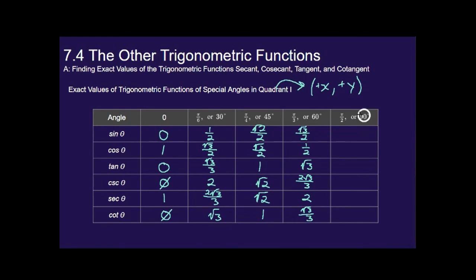So let's go over to 90 degrees. Okay, so for sine, we have 1. For cosine, we have 0. For tangent, that one is undefined. For cosecant, we have 1. For secant, undefined. And for cotangent, we have 0.